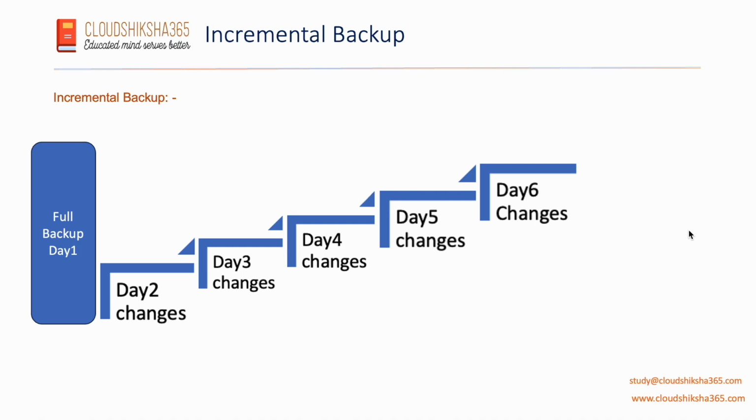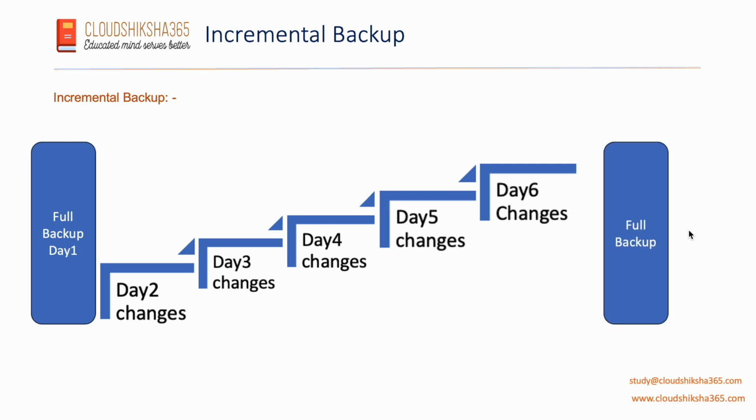and then the next repetition can be on Saturday, or you keep it standard. Let's say every Sunday you take a full backup, and then you have 6 days of incremental backups. This is how it is, and then again a full backup, and it keeps going like this. So this is what incremental backup is.